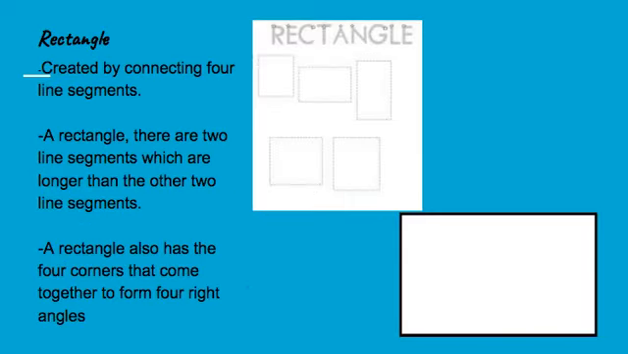Then we have the rectangle. The rectangle is very similar to a square because it also creates four line segments. The difference, however, is that a square has all equal sides, whereas a rectangle has two line segments which are longer than the opposing two. In geometry, the rectangle is described as an elongated square.